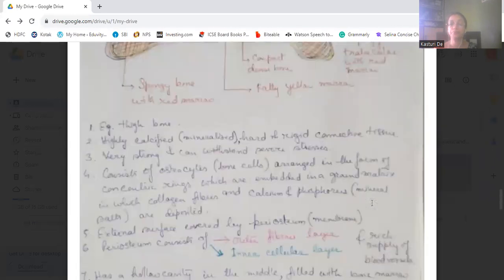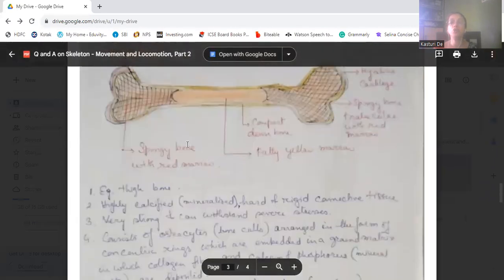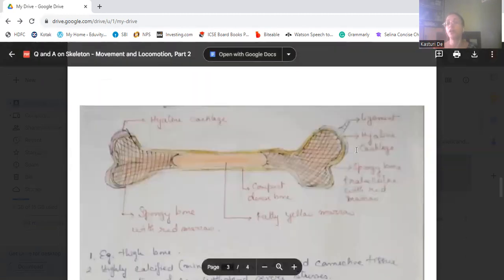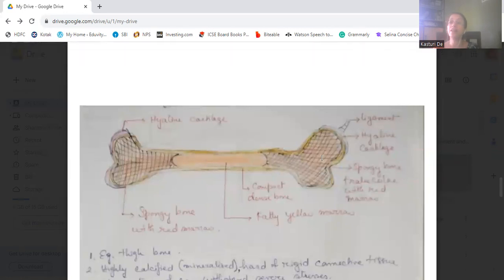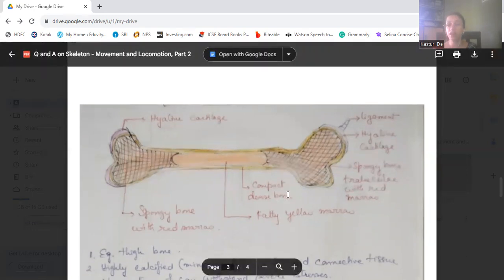The two heads of the bone have hyaline cartilage, by which they are attached at the joints. Even the ligaments are there, which are attached from one bone to the other bone.